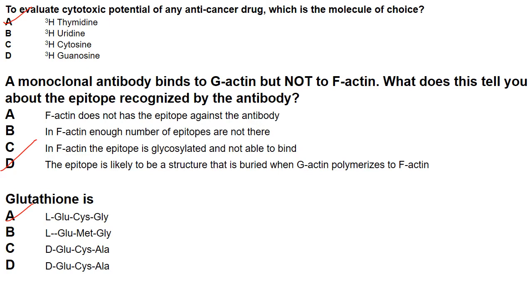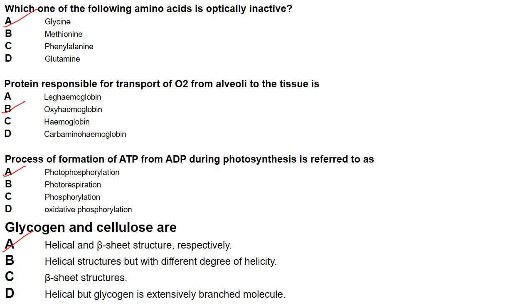Glutathione is made of 3 amino acids, that is cysteine, glutamic acid and glycine. So the answer is option A. Which of the following amino acids is optically inactive? It is glycine. It has 2 hydrogen atoms attached to the alpha carbon atom, so it is optically inactive. Answer is option A.